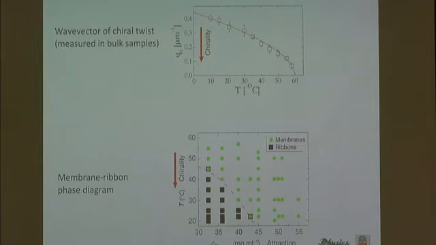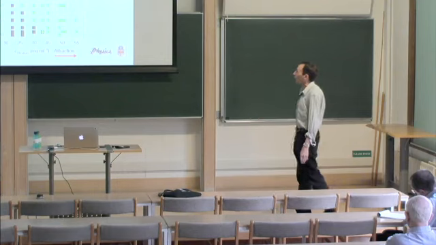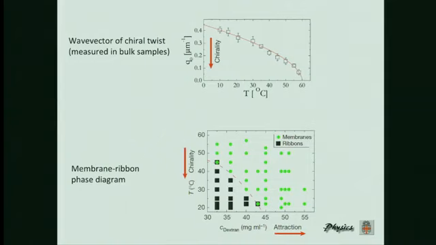So I mentioned earlier that the strength of the chirality can be controlled by varying temperature. And that's what this data over here shows. These are actually experiments done in bulk samples. They're not actually measuring things in these 2D structures. But the assumption is that this is the chirality that one could then carry over to an analysis of the 2D structures. As one goes up in temperature, the wave vector of the chiral twist, in other words, the inverse of the pitch, is decreasing, and hence the chirality is going down.